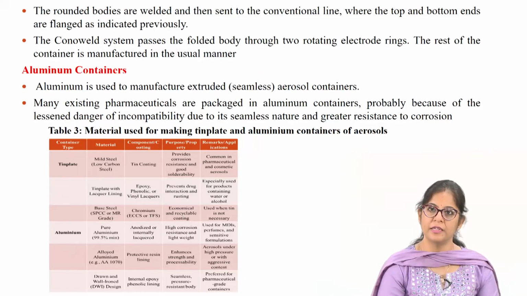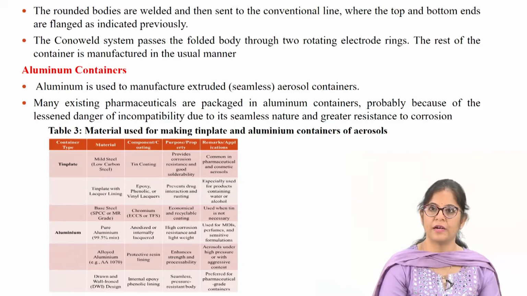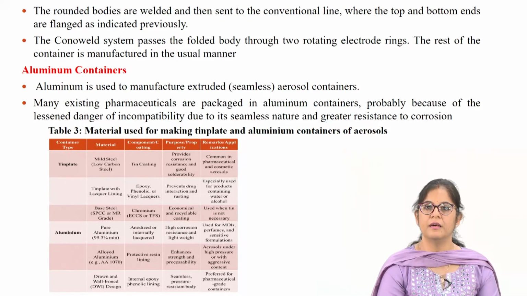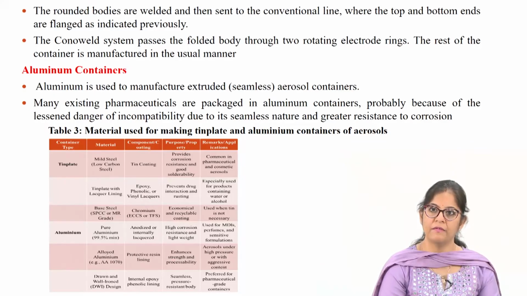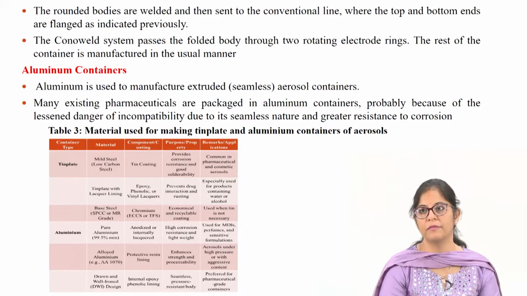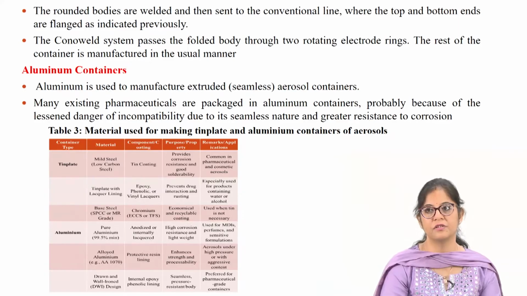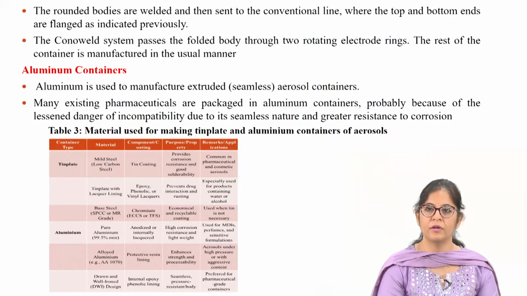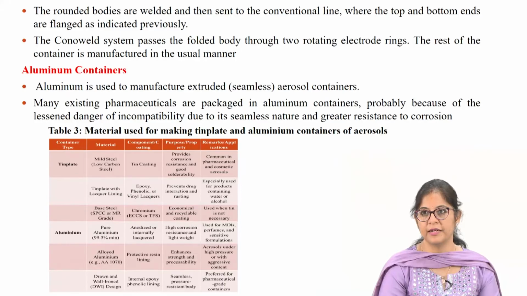The aluminium containers are used to manufacture extruded aerosol containers, that is, seamless ones. Many pharmaceuticals are packaged in aluminium containers, probably because of lessened danger of incompatibility due to their seamless nature and greater resistance to corrosion. The materials used for making tin plate and aluminium containers for aerosols have been mentioned in table 3.